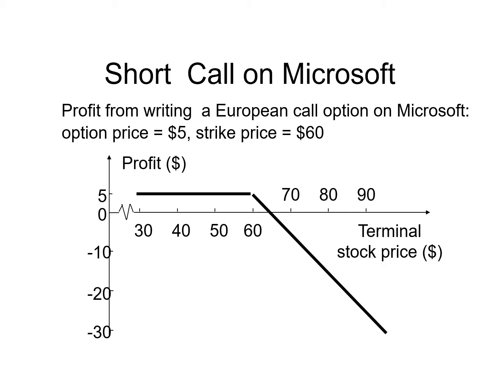Short call on Microsoft shares. Short is sell. So you sell a call option on Microsoft. Again, the option price is $5 and the strike price is $60. You see, if the share price at the end of the contract remains below $60, you pocket $5 premium from selling this option. But if the share price becomes higher than 60, you have to pay the option buyer a certain amount. The higher the share price, the more you have to pay.